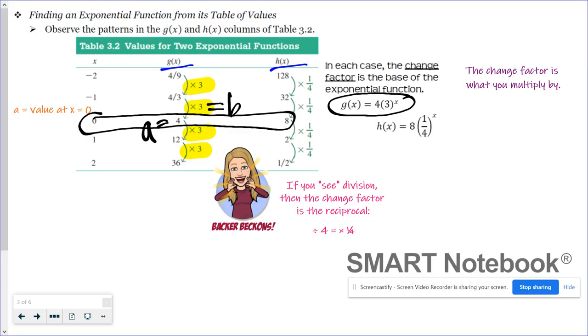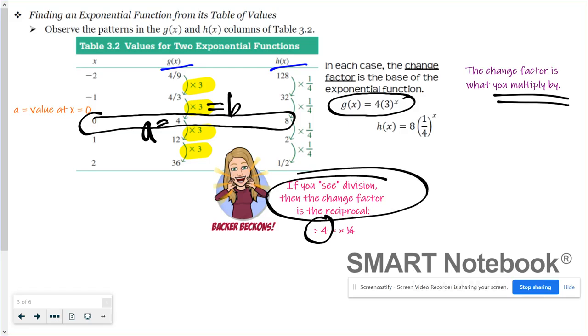Now, when you look at h of x, I bet you don't instantly see multiplication by 1/4. In fact, I bet what you see is division by 4. But the value of b is a change factor. It's what you multiply by. So we have to think division by 4, that is the same as multiplying by 1/4. And the key is if you see division, then your change factor is the reciprocal. So the reciprocal of 4 is 1/4, and that's what we're multiplying by.